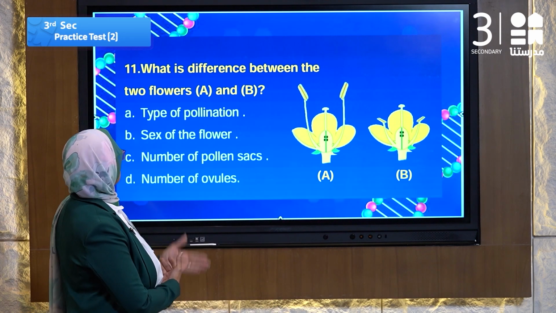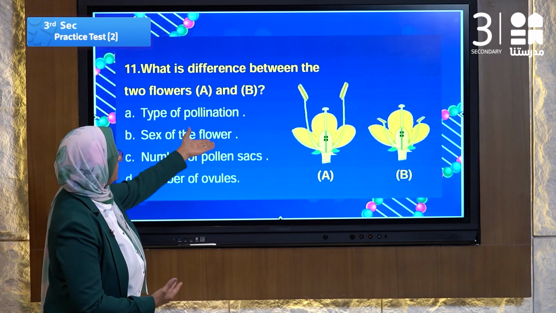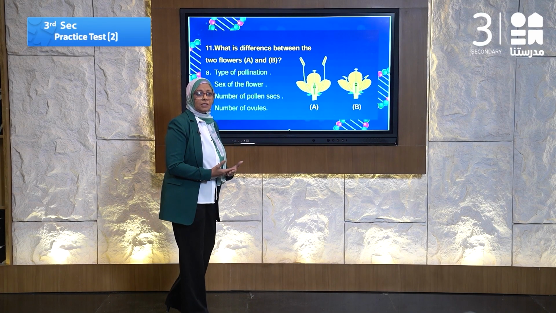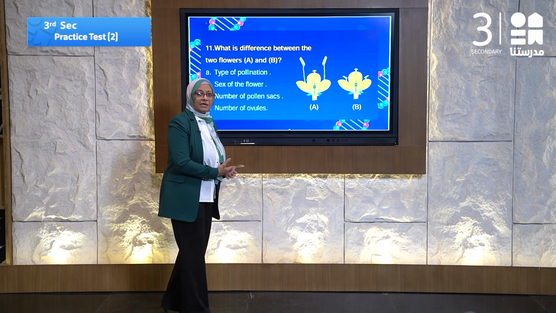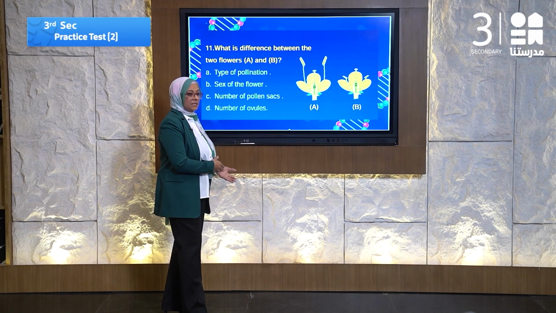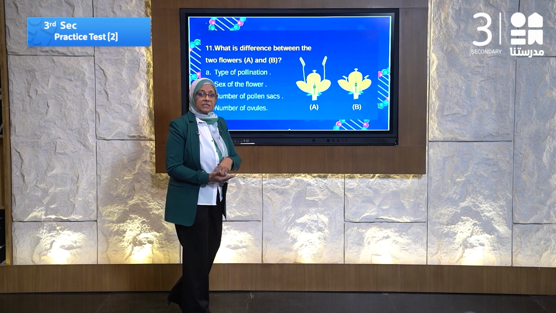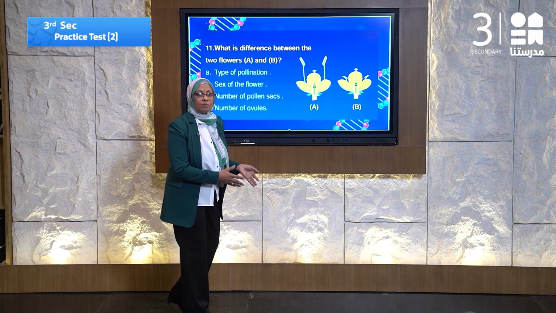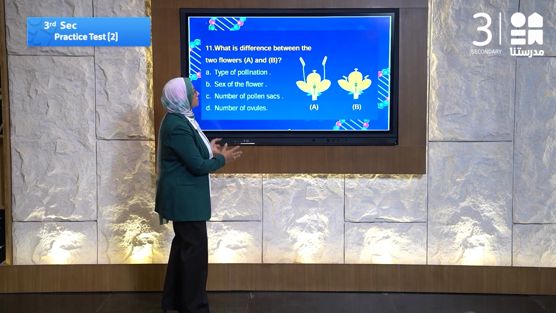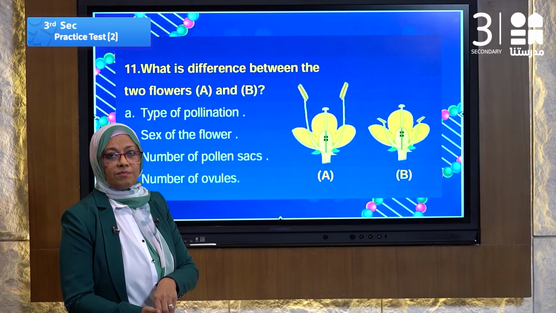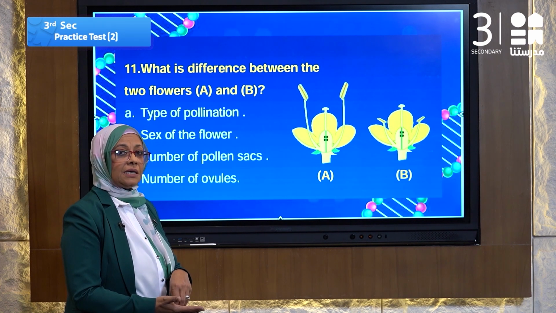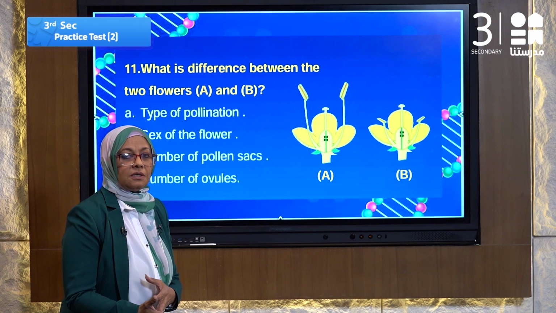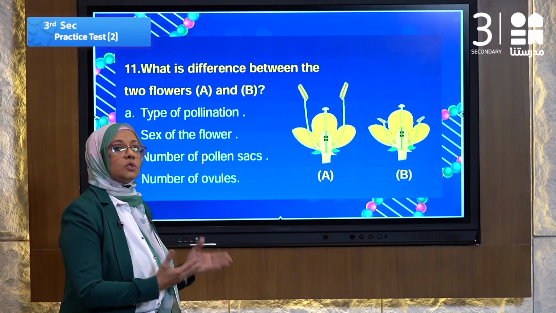Let's read the choices. Number A, types of pollination. Are they different in the type of pollination? What is the meaning of pollination? Pollination is the transfer of pollen grain from androecium to gynoecium, from the male gamete-bearing organs to the organs of the female to make fertilization. That's pollination.